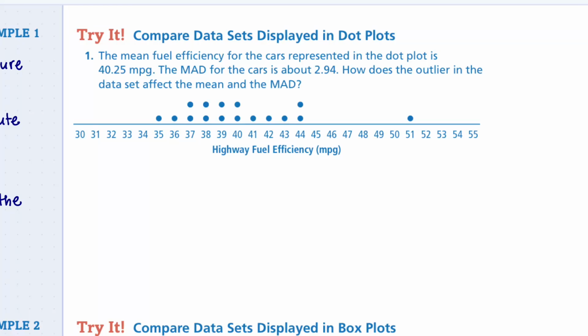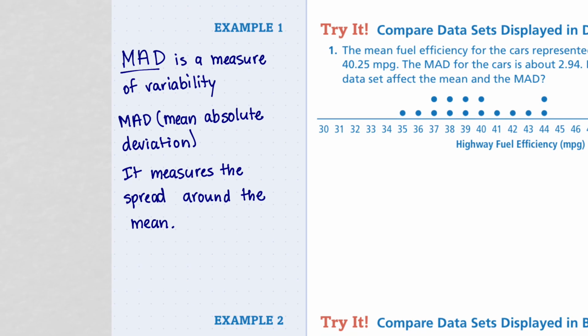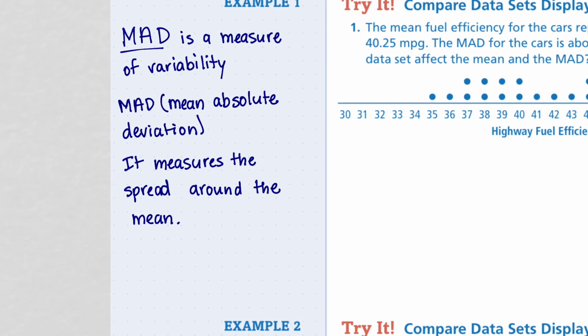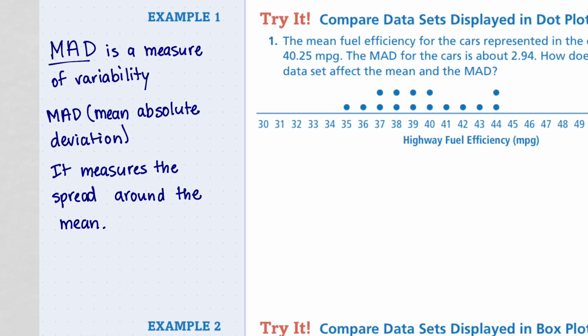Example 1. Compare data sets displayed in dot plots. It says the mean fuel efficiency for the cars represented in the dot plot is 40.25 miles per gallon. The MAD for the cars is about 2.94. How does the outlier in the data set affect the mean and the MAD? We haven't talked about the MAD much, but remember that the MAD is just a measure of variability. MAD stands for mean absolute deviation, so it measures the spread around the mean.